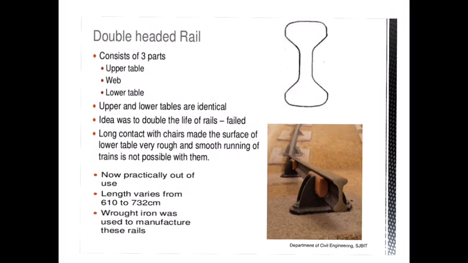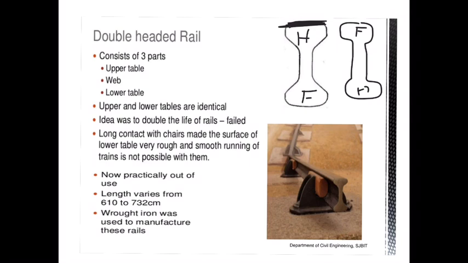The double headed rails are manufactured keeping in view that when the head is worn out due to the rubbing action of the wheels, the rails can be inverted. You can invert the rails and the foot section can be reused as the head. So this is the head section and this is the foot section. If the head section is worn out, it can be reversed and the foot section can be used as the head and the head can be used as the foot section. So you can reverse it and reuse the rail section.